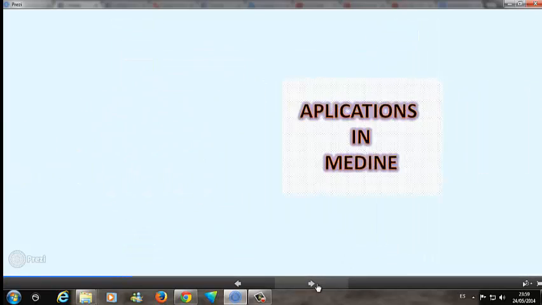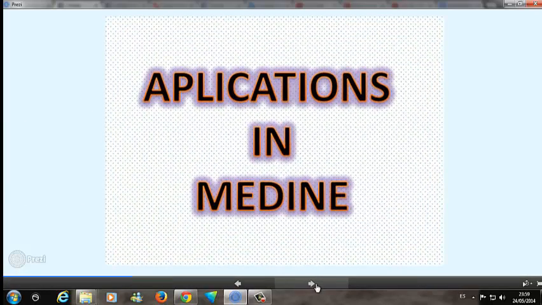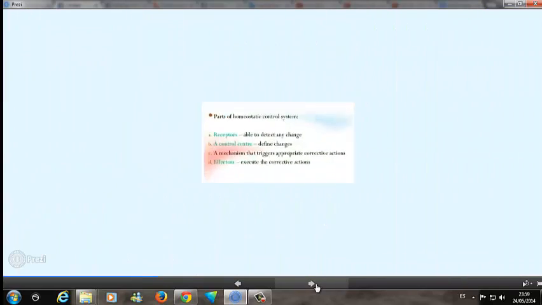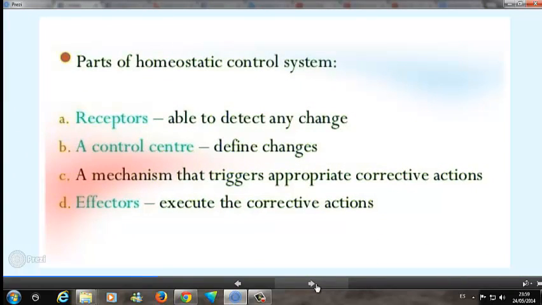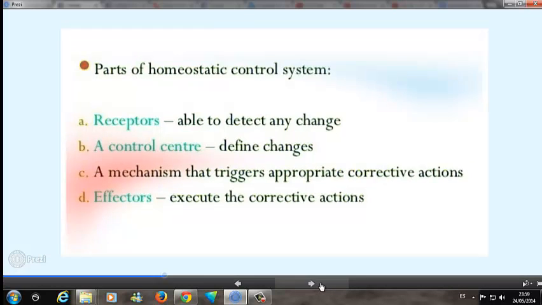Applications in medicine. Parts of a homeostatic control system: A. Receptors act to detect any change. B. A control center defines the change. C. A mechanism that triggers appropriate corrective actions. D. Effectors execute the corrective action.